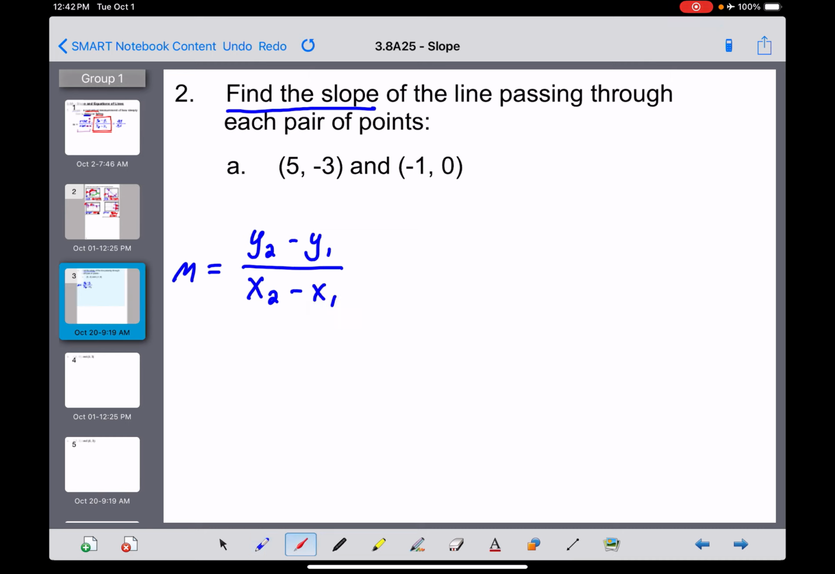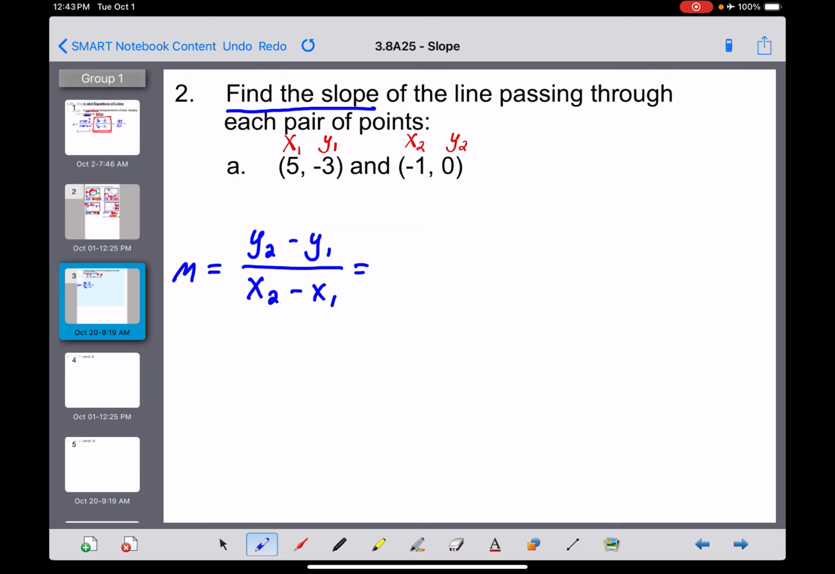And since it's our first problem here, it might be a good idea, guys, to label the 4 numbers up above. 5 is our first x-coordinate, so that's x1. -3 is our first y-coordinate, so that's y1. -1 is the second x-coordinate, that's x2. And 0 is the second y-coordinate, that's y2.